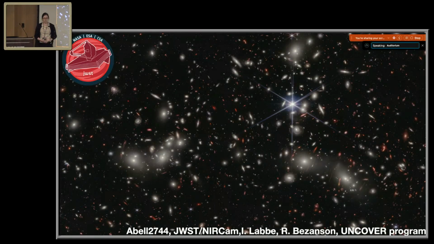So in order to build statistical samples of this kind of clumps, we focused on the James Webb observation of one lensing cluster, which is called Abell 2744. So this is a NIRCam image of the cluster. It's a very massive cluster producing a lot of lensed objects in which we can detect clumps.